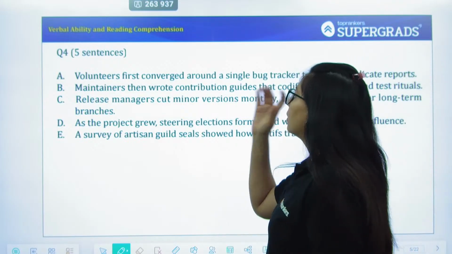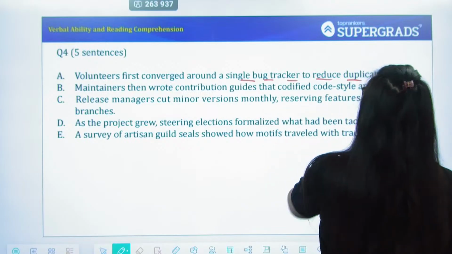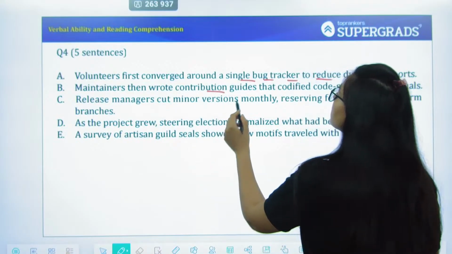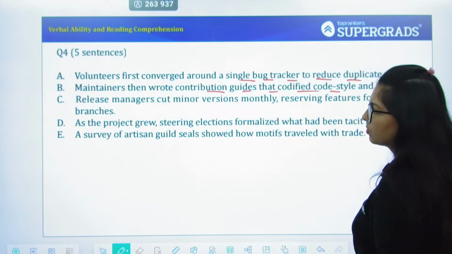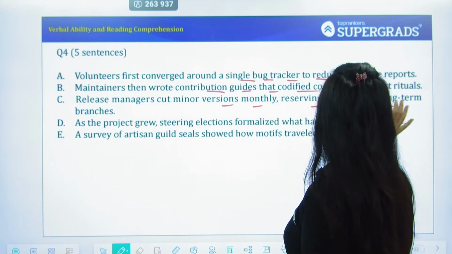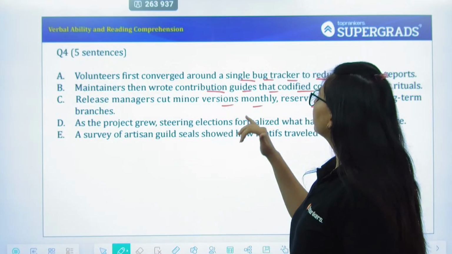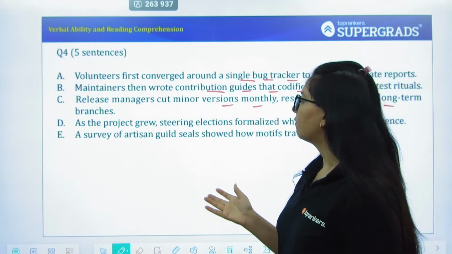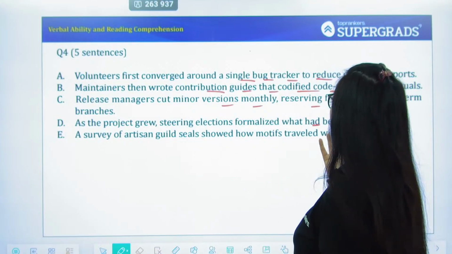Next one. Volunteers first converged around a single bug tracker to reduce duplicate reports. Maintainers then wrote contribution guides that codified code style and test rituals. Release managers cut minor versions monthly, reserving features for long-term branches. As the project grew, steering elections formalized what had been tacit influence. A survey of artisan guild sales showed how motives traveled with trade.